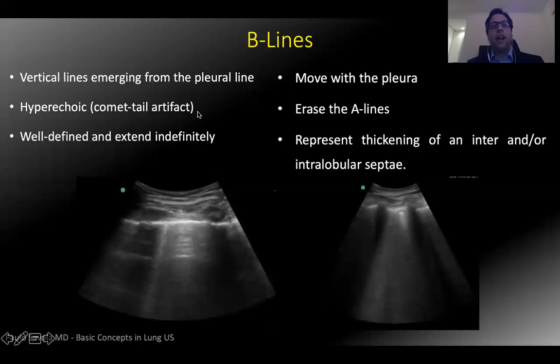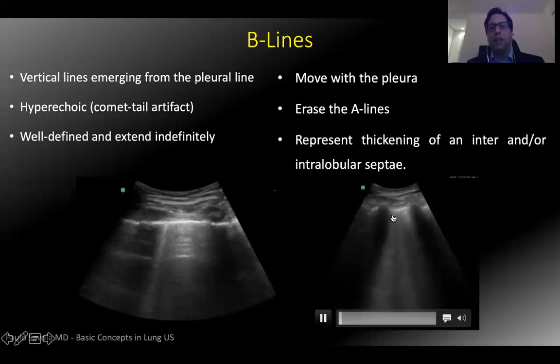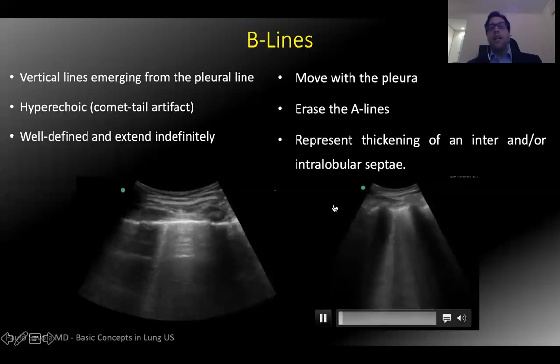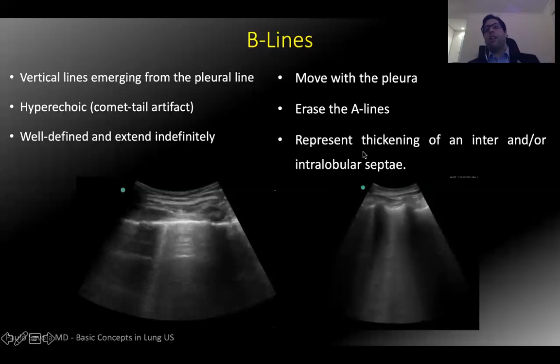B lines are vertical lines emerging from the pleural line. So this is a B line here. They are hyperechoic. It is a comet tail artifact. They are well defined and extend indefinitely until the inferior border of the image. They move with the pleura as long as the patient breathes. You can see it moves with the pleura. They erase the A line. So here you have an A line that is erased partially by the B line. They represent thickening of the inter and or intralobular septa.